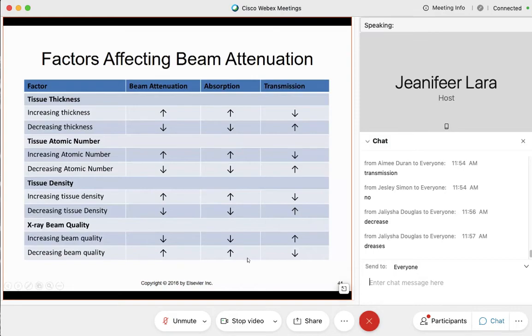So here you have your chart. You guys can go back, use this as practice, because on your exam, I will have these words and you will have to select increase or decrease. Okay? Any questions?